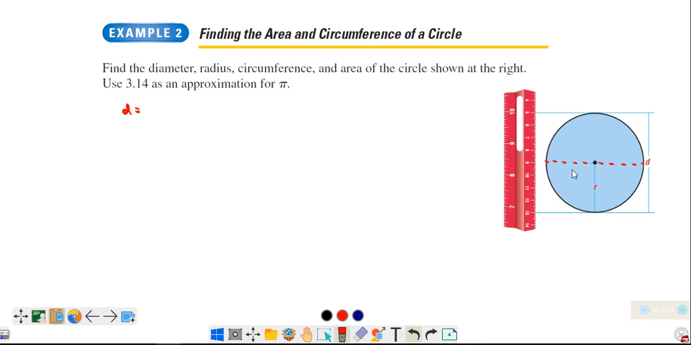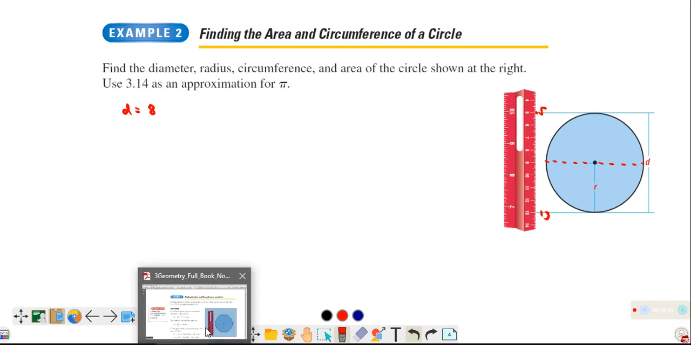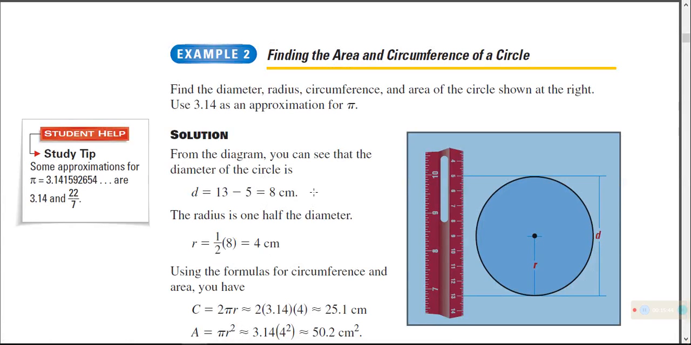Ano ang measurement ni diameter? So, si diameter ay nandito, according sa ruler, from 5 units to 13 units. If you still remember the distance formula, that is only 13 minus 5. You will have 8 units for the diameter. So, check natin siya. Yan, 8 units nga siya.